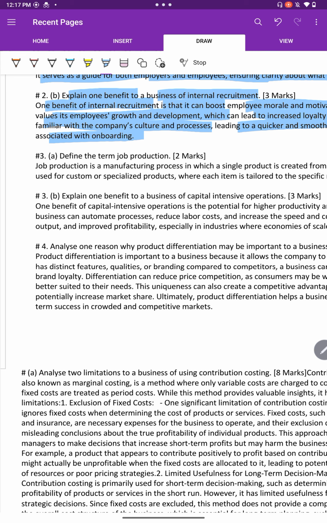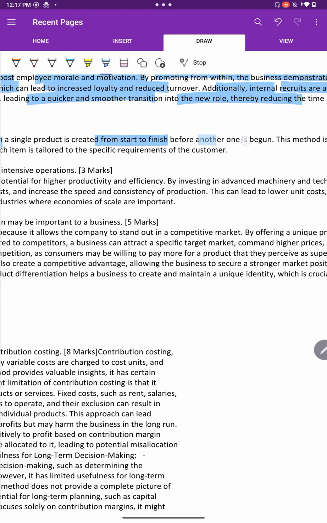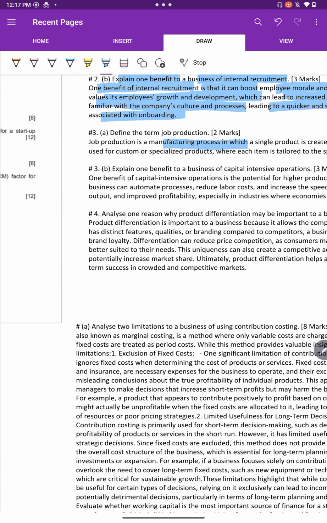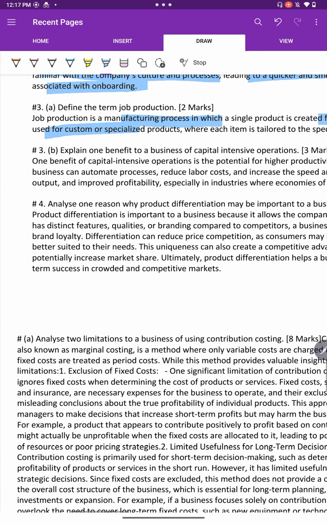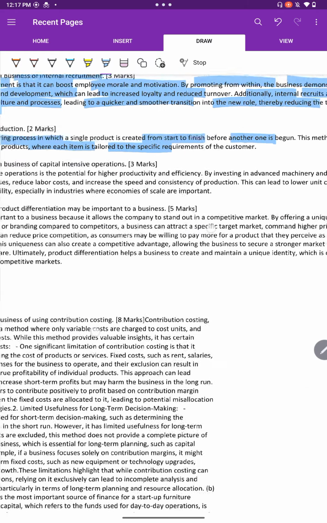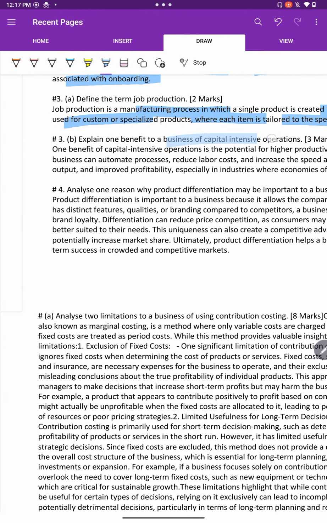Next question, define the term job production. So job production is a manufacturing process in which a single product is created from start to finish before another one begins. This method is typically used for custom or specialized products where each item is tailored to the specific requirements of the customers. Next question is explain one benefit to a business of capital intensive operations.